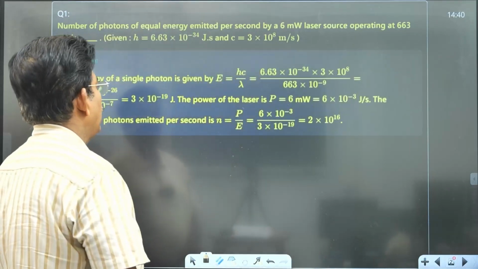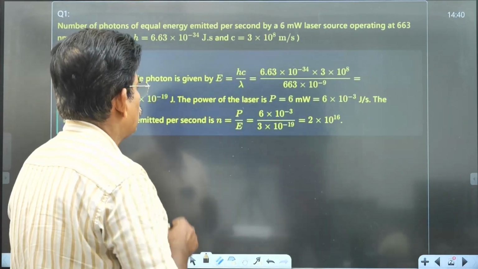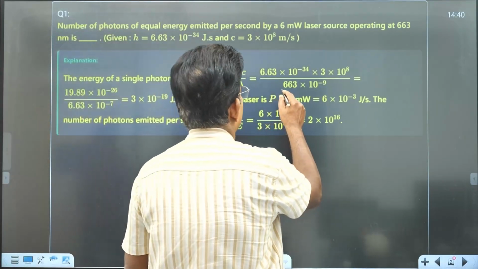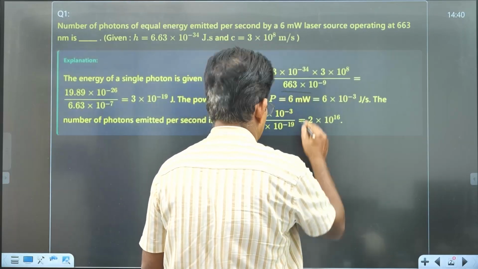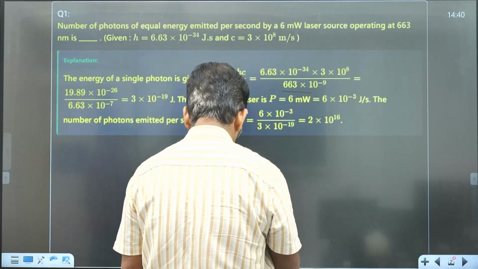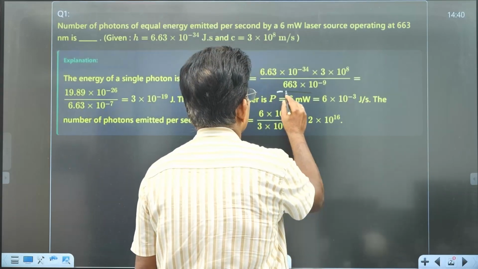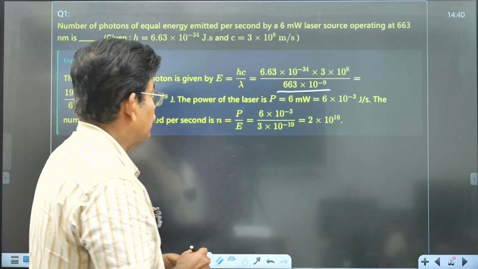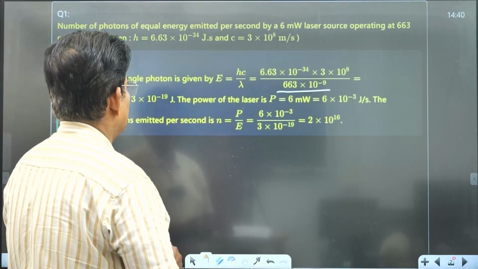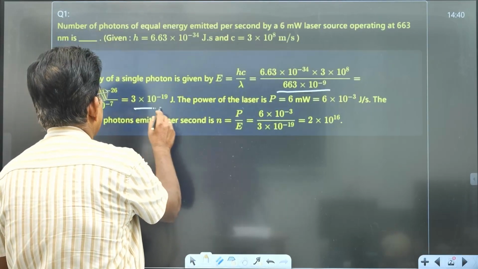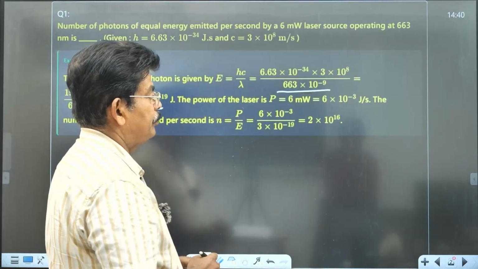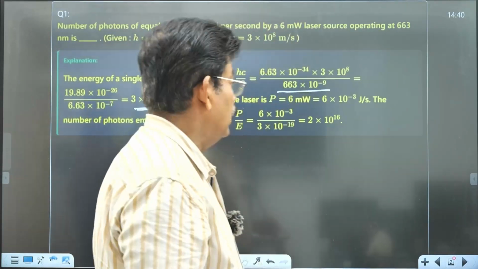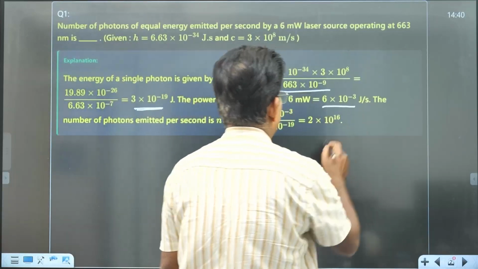The explanation is given very clearly. Energy of a photon, we know, is hc by lambda. Yes, h written, c written, lambda written, correct? With proper units. Now, this is the energy of one photon, and this is coming to be 3.3 into 10 to the power of minus 19 joules. And power means energy liberated per second. That is given to be 6 into 10 to the power of minus 3 joule per second.